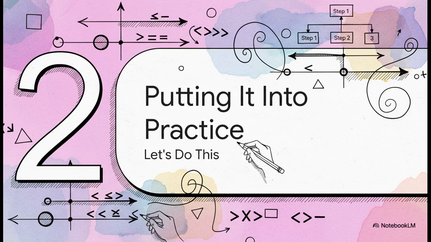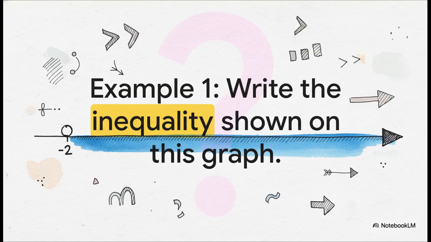Okay, theory is great and all, but the best way to really get this is to just do it, right? Let's take our 3-step scan for a spin and work through a few examples together. All right, first one up. We've got a number line, there's an open circle hanging out at -2, and the arrow is shaded off to the right. Our mission is to write the one inequality that describes this whole picture.